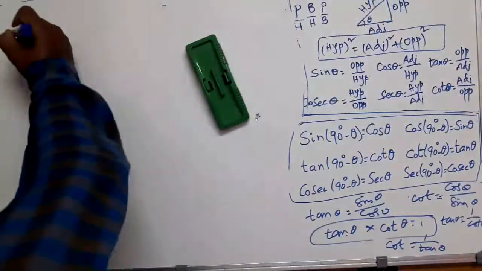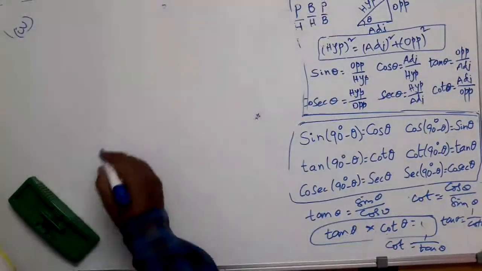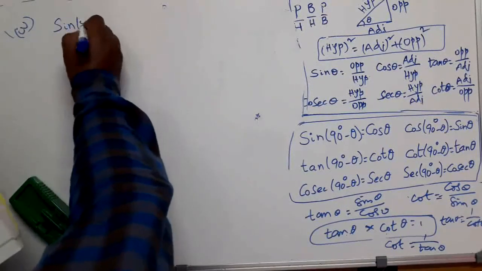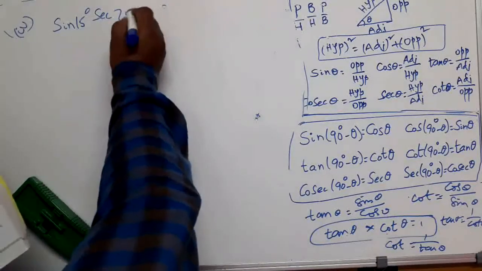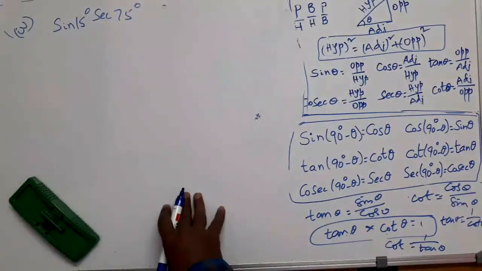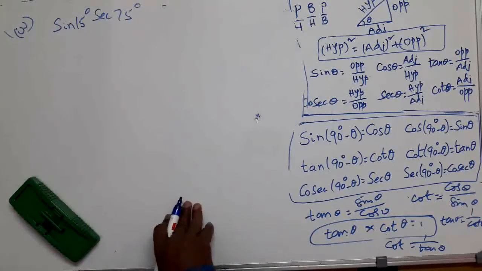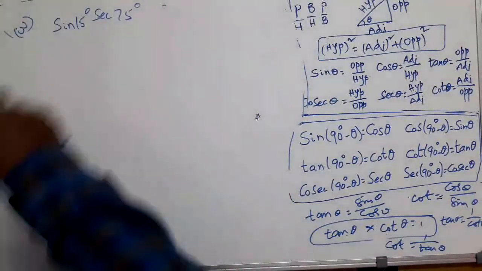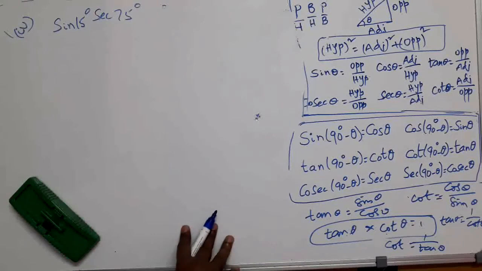Next part is the fourth part, right? Sine 15 degrees multiplied by secant 75 degrees. That is the question. You are supposed to find the value of this, right? Do you know the value of sine 15 degrees directly? No. Secant 75 degrees directly? No. So why is this question asked to you?